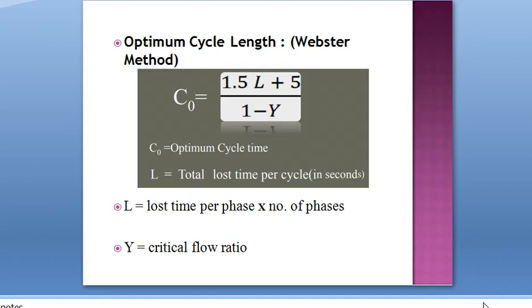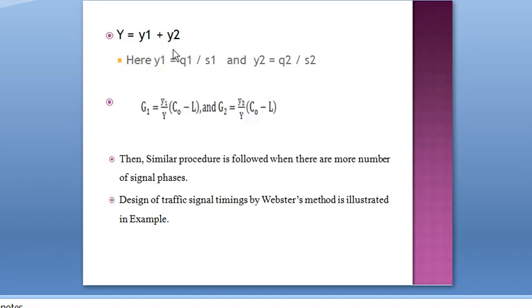I am summarizing the topic again. In the Webster method, we are calculating the optimum cycle length, and the equation is optimum cycle length equal to 1.5 L plus 5 divided by 1 minus y. L is known as lost time, and y is the critical flow ratio. The equation for calculating y is q1 by s1, where q1 is the normal flow and s is the saturation flow.